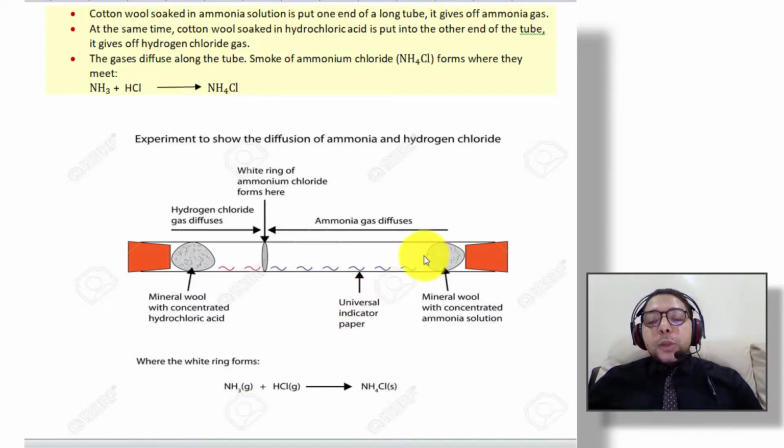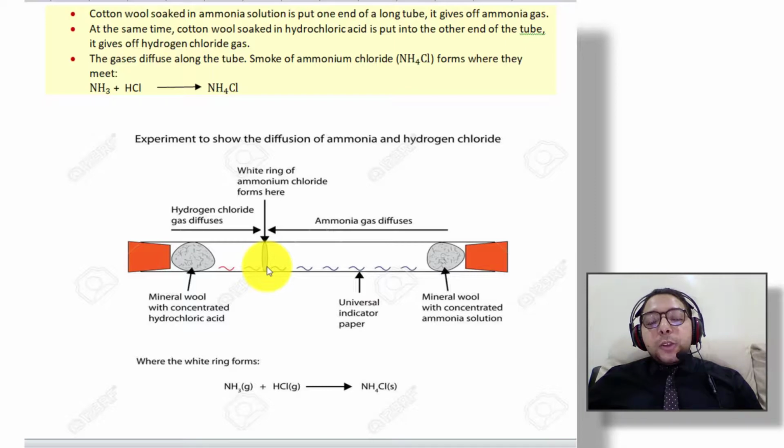That's what makes the NH3 travel much faster, and as it travels faster, it covers a larger distance. So both are going to meet closer to the HCl, because the HCl particle is very heavy and moves slowly, while the ammonia is much lighter and moves faster. So they meet each other at this particular spot, where NH3 meets HCl to form NH4Cl, which is the white ring.